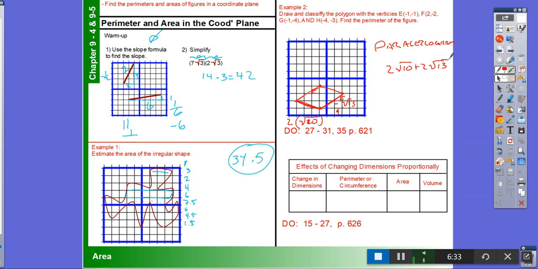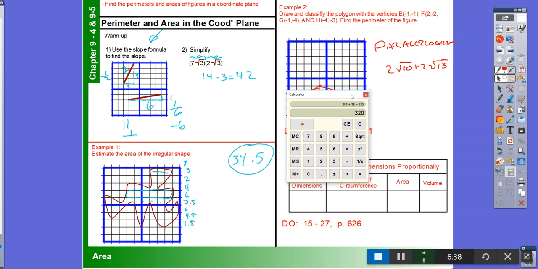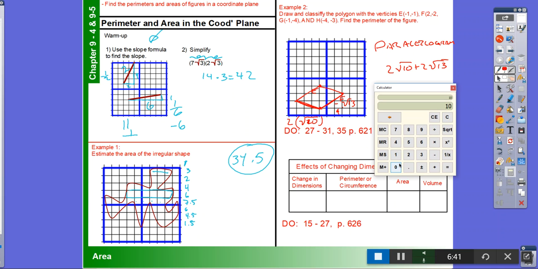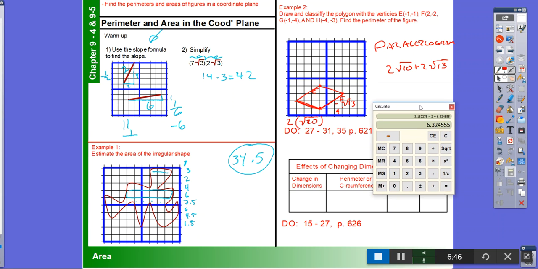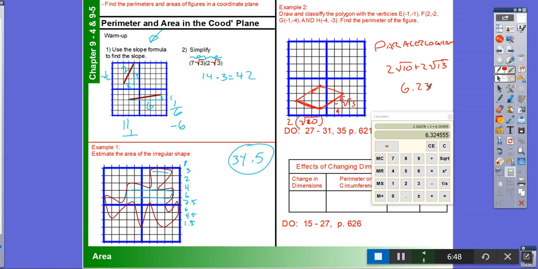And it says to find the perimeter. That would be an exact value, but let's go ahead and get inexact numbers. Square root of 10 times 2. Square root of 13 times 2. We're going to add that to our 6.23. And so we get approximately 13.44, whatever units that is.